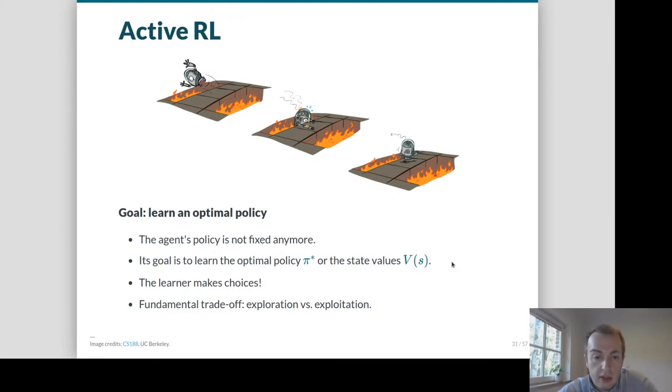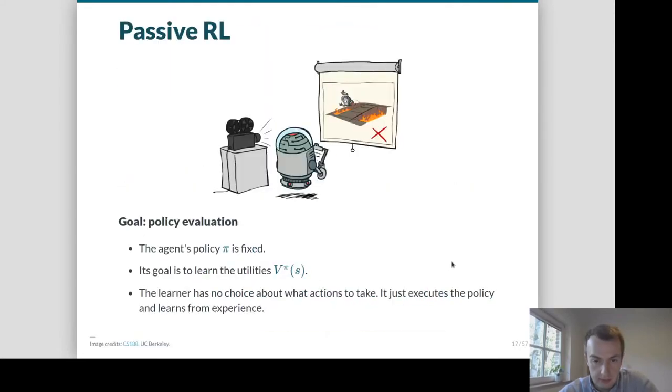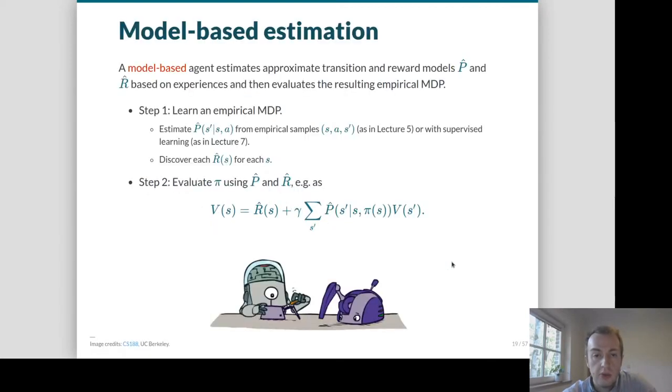So what we've seen in this first part of today's lecture is how to estimate the utility of a fixed policy in an unknown environment. And this is what I was calling passive reinforcement learning. We've seen several ways to do that. The first one is a model-based approach, in which you first estimate the transition model and the reward function from the trajectories that you collect by interacting with the environment and following that fixed policy. And once you have that, you plug them back into the policy evaluation equation to form estimates of the V values.